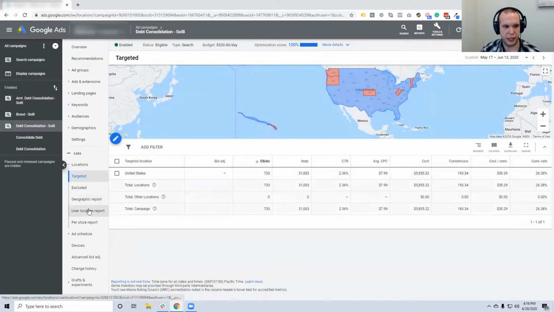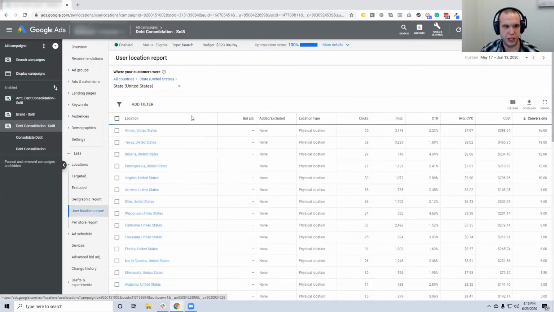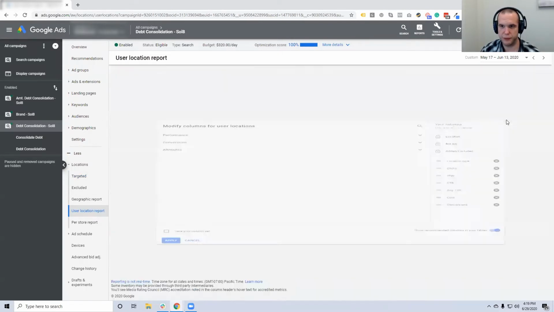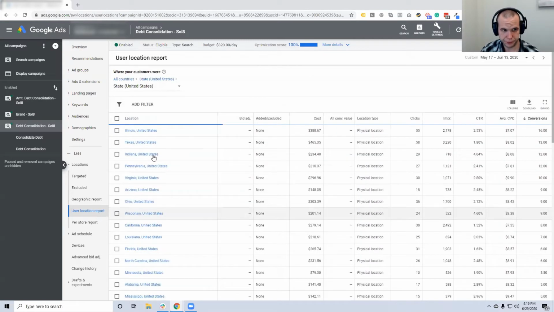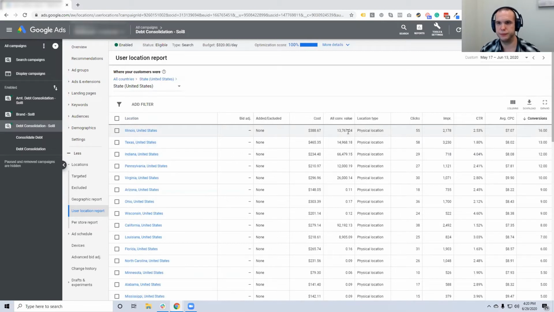If we look at the user location report, you can actually see that if you sort by, do modify columns, all conversion value, and bring this up to the top, and then you add cost and bring that up to the top. You can actually see what state you spent what amount of money on, what the amount of loans created in that area was, and see if this is something that is falling in line or not.